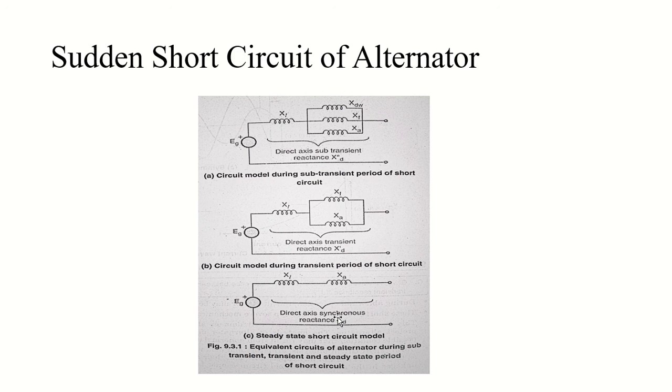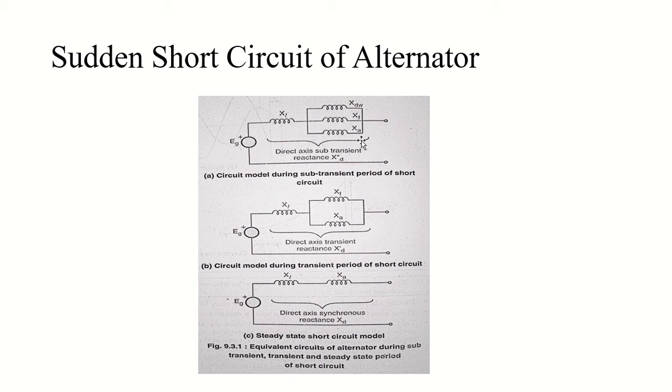The reactance of the machine in the initial period of the short circuit is called subtransient reactance, because it is the reactance of the subtransient state, and it is expressed as Xd double dash, which you can calculate from this equation here. We are having the value of XF plus 1 by, because all three of them are in parallel, XD omega plus XF plus XA.